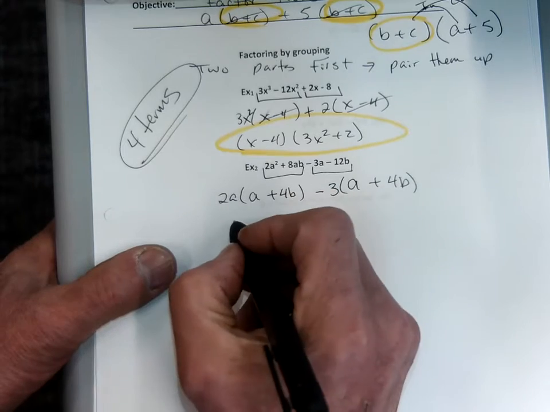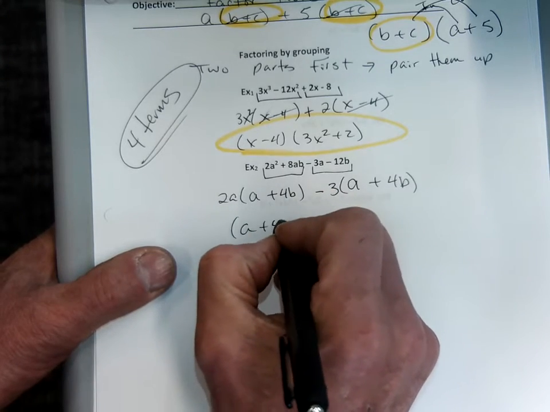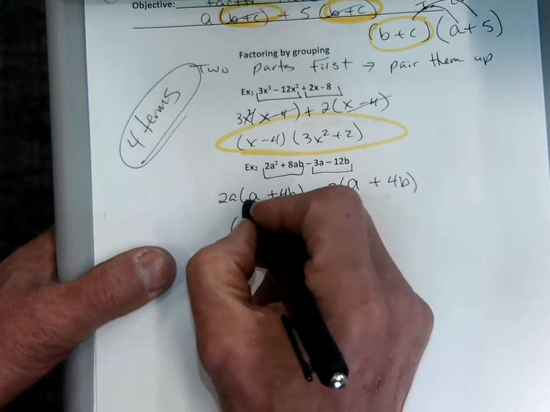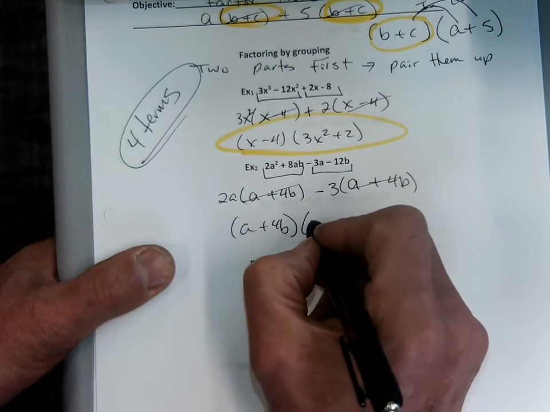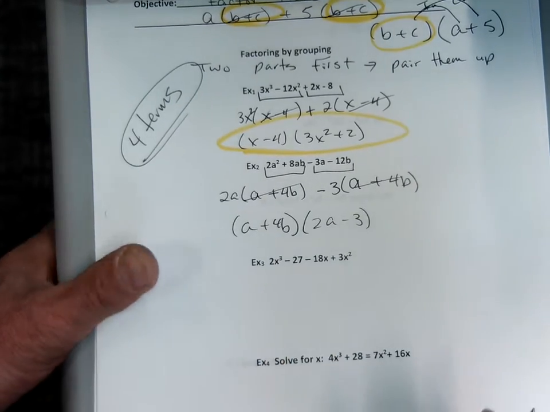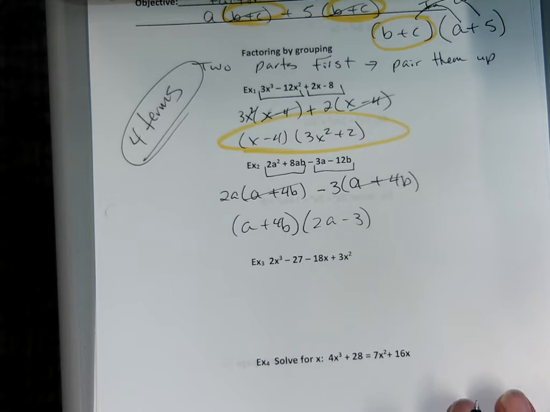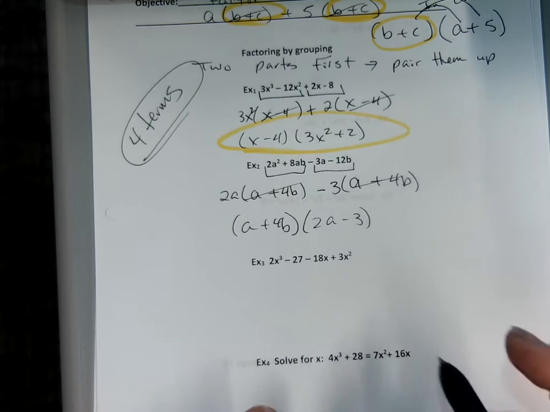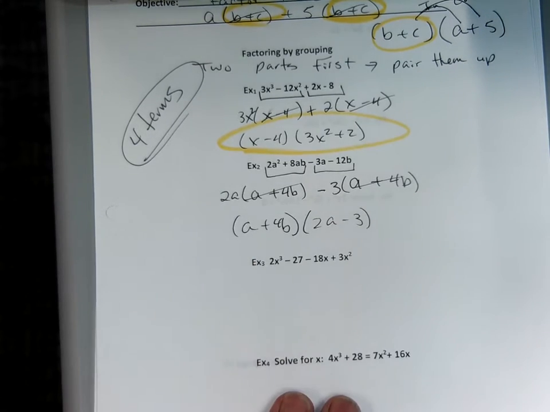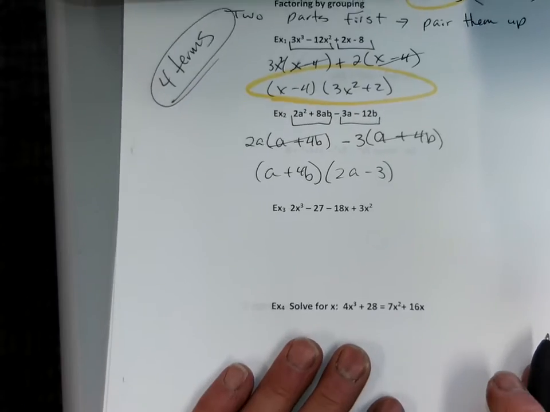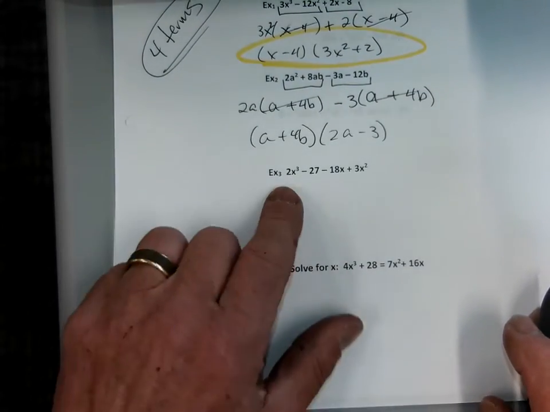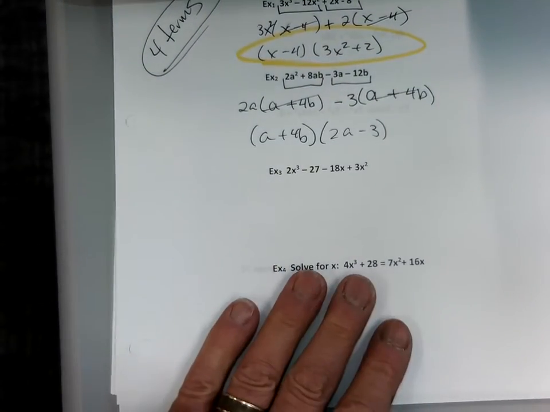Yes, we just write that down. A plus 4b. What's left over? What do you think? Oh, I keep 2a plus 3. Okay, you guys try this one. Try it on your own without me, okay?